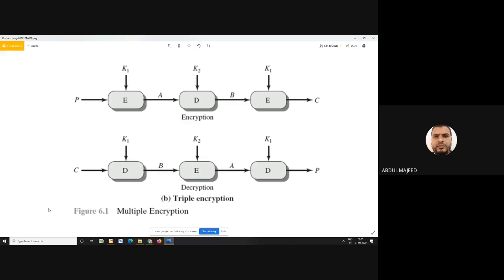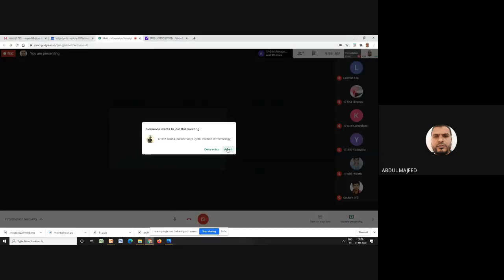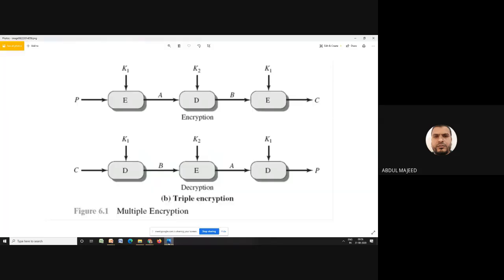The text size remains the same. That same 64-bit text passes through all three stages. In the first stage, you take the 64-bit plain text along with the key K1 and apply the DES algorithm for encryption. So first, A is there. A means here you will get the cipher text.